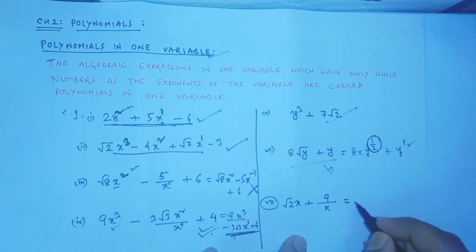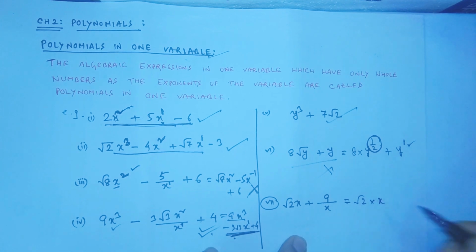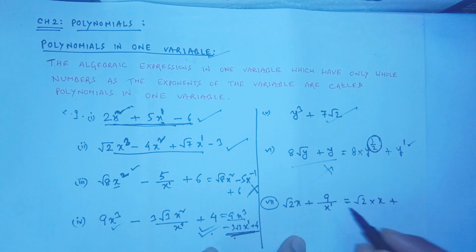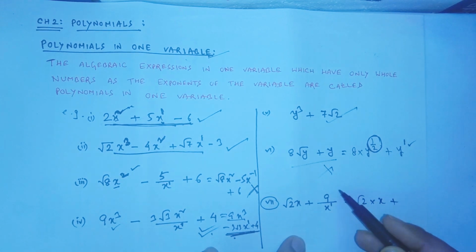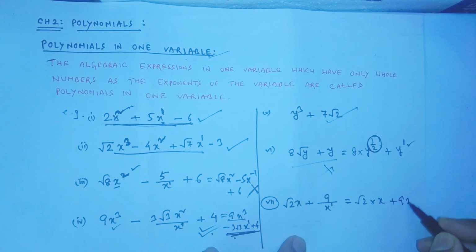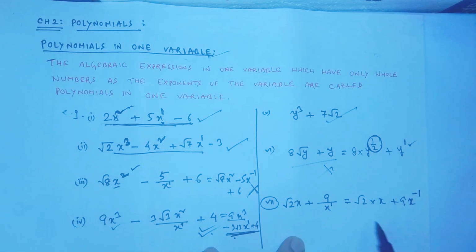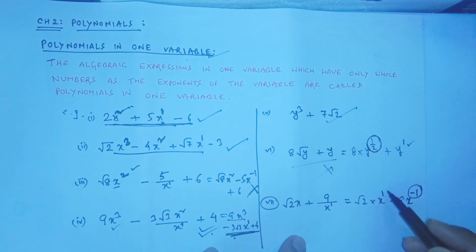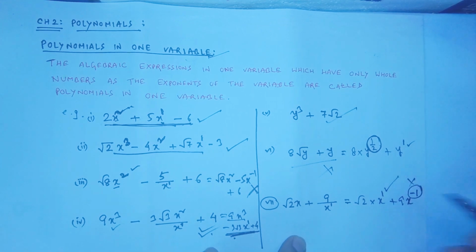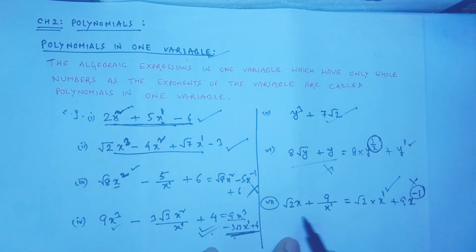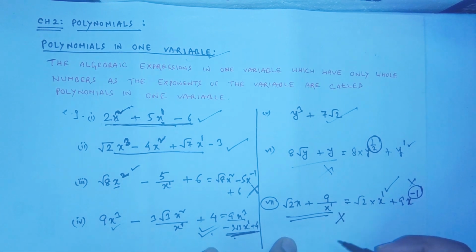Now first of all, root 2 into x, if I write like this, plus 9 by x, x is in the denominator, x to the power 1. If this x to the power 1 goes to the numerator, it will become 9 into x to the power minus 1. Now see, here this exponent is 1, this exponent is minus 1. This one is a whole number, this minus 1 is not a whole number. That means this example, whatever is given, is not a polynomial.